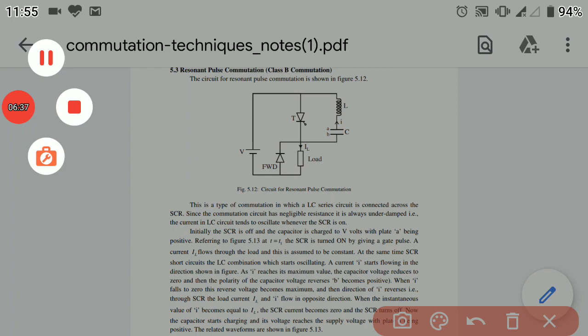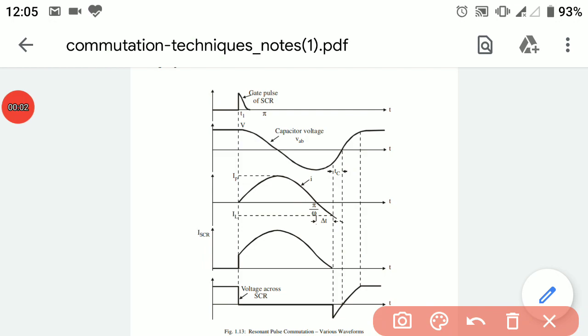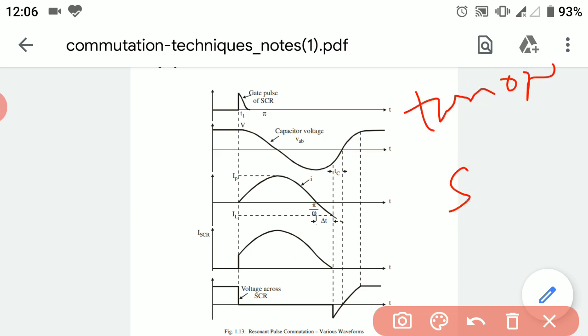We will now discuss the waveform of this circuit. This is the waveform of class B commutation. In this waveform we can see that, first of all, the first waveform is of the gate pulse of the SCR. This gate pulse turns on the SCR at the instant as we desired. So we have turned on the SCR at instant t1. The second waveform is of the capacitor voltage.